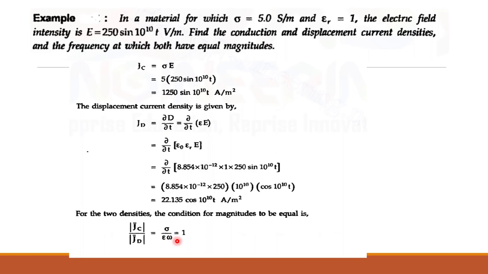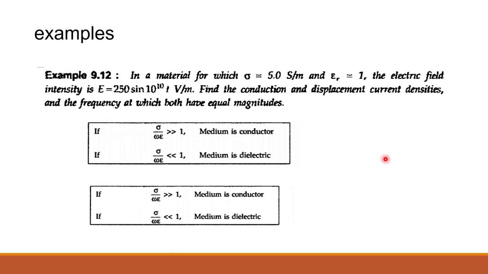From this equation we can also find out omega. So find omega by taking the ratio, and it should be equated with 2 pi f, and then we can find out the frequency. In this way we can find the frequency at the condition they have given: find the frequency at which both have equal magnitudes. So we equate this ratio to 1, and by equating to 1 we can find omega. So you can try this. Let us move to the second example.